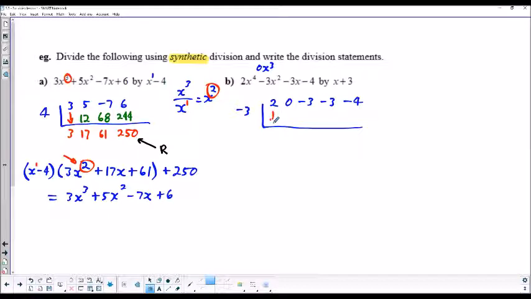Okay, we start by bringing down the 2. Then we multiply -3 times 2 and put the answer here. Then we add down, 0 minus 6 is -6. -3 times -6 is positive 18. Then we add down again, and we get 15. -3 times 15 is -45. We add down again, and we get negative 48.